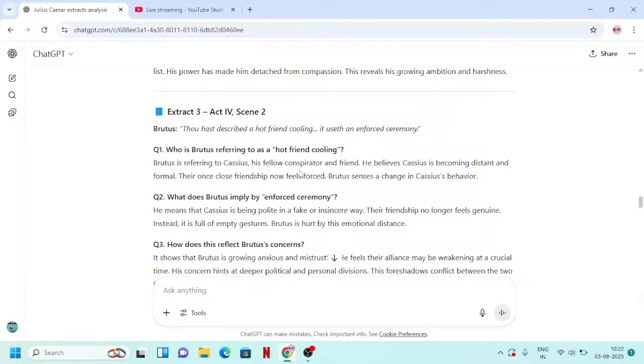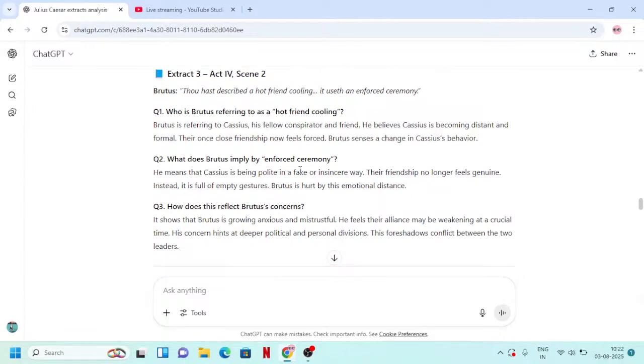Act 3. So in Scene 2, Brutus is saying, thou hast described the hot friend cooling, it useth an enforced ceremony.